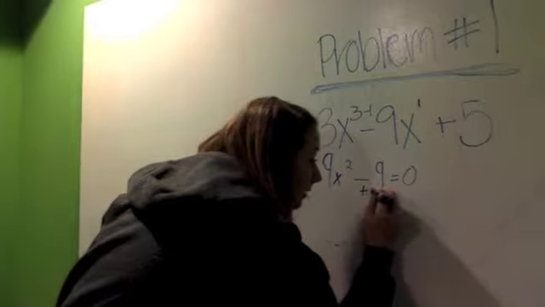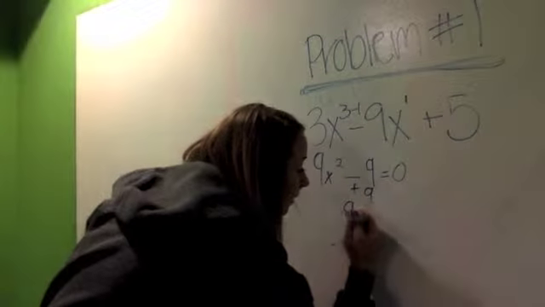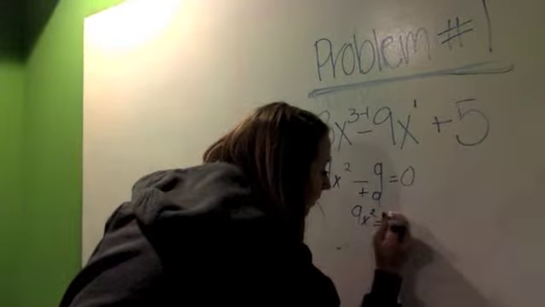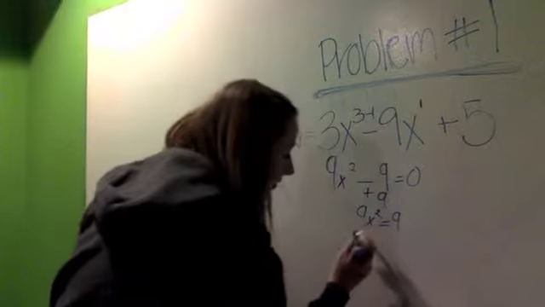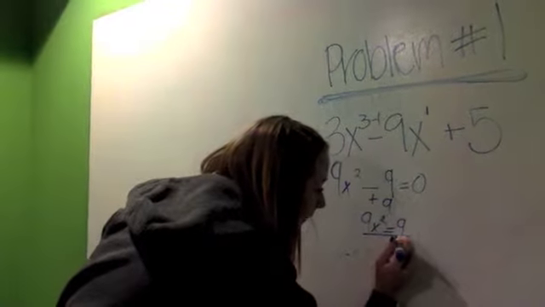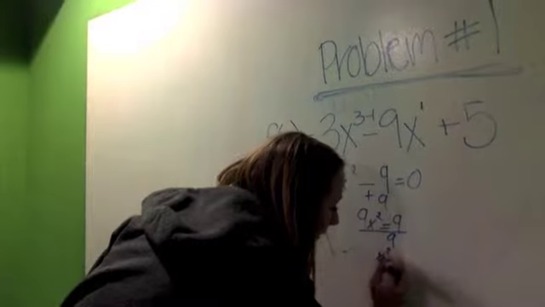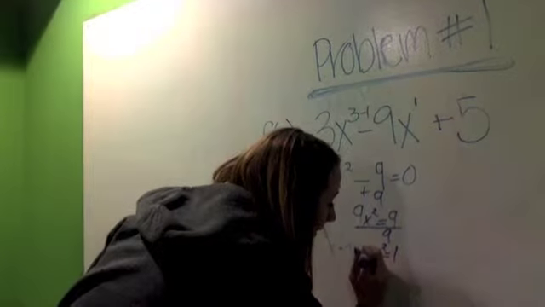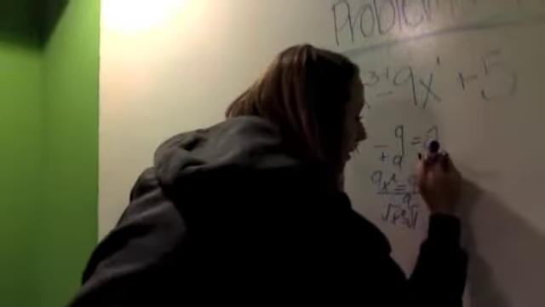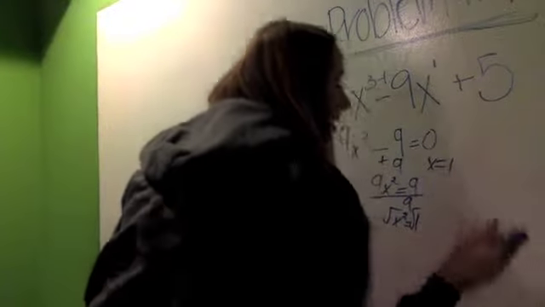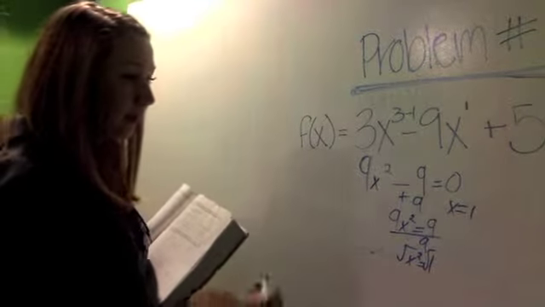So it would be plus 9, so 9x squared equals 9, and then you would divide by 9, so x squared equals 1, and then take the square root of both sides, so x equals 1. That is one of your critical points.